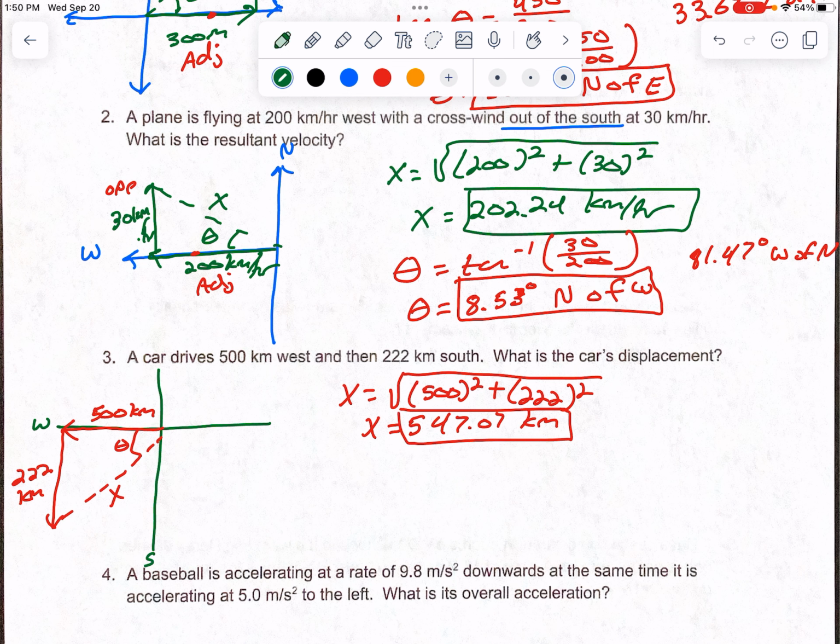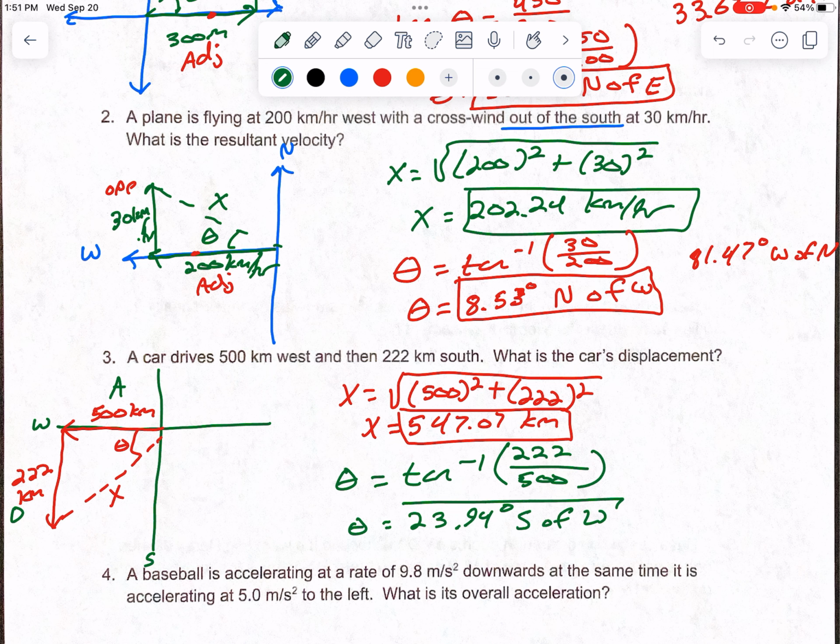Okay, so if I look at my triangle, 500 would be your adjacent. Okay, 222 would be your opposite. Okay, so we're going to go ahead and do inverse tangent of opposite, which is 222, over adjacent, which is 500. And we're going to get an angle of 23.94 degrees. It's touching the west line, so that's got to be my last one, so south of west. And your counter angle would be 66.06 degrees west of south.